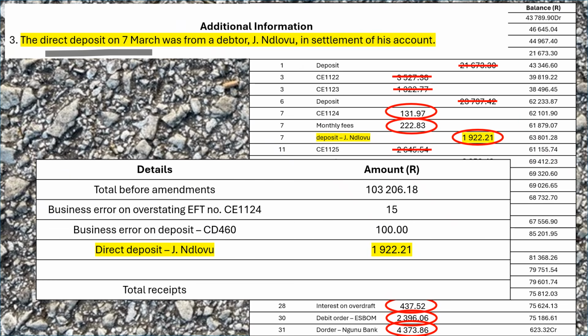Number 3. The direct deposit on the 7th of March was from a debtor, J. Ndlovu, in settlement of his account. There we go. That went straight into the credit column of our bank account, 1922.21. We didn't know about it until we received the bank statement. So we need to add to our receipts the direct deposit from Ndlovu, 1922.21. When we finished with it, we must cross it out.